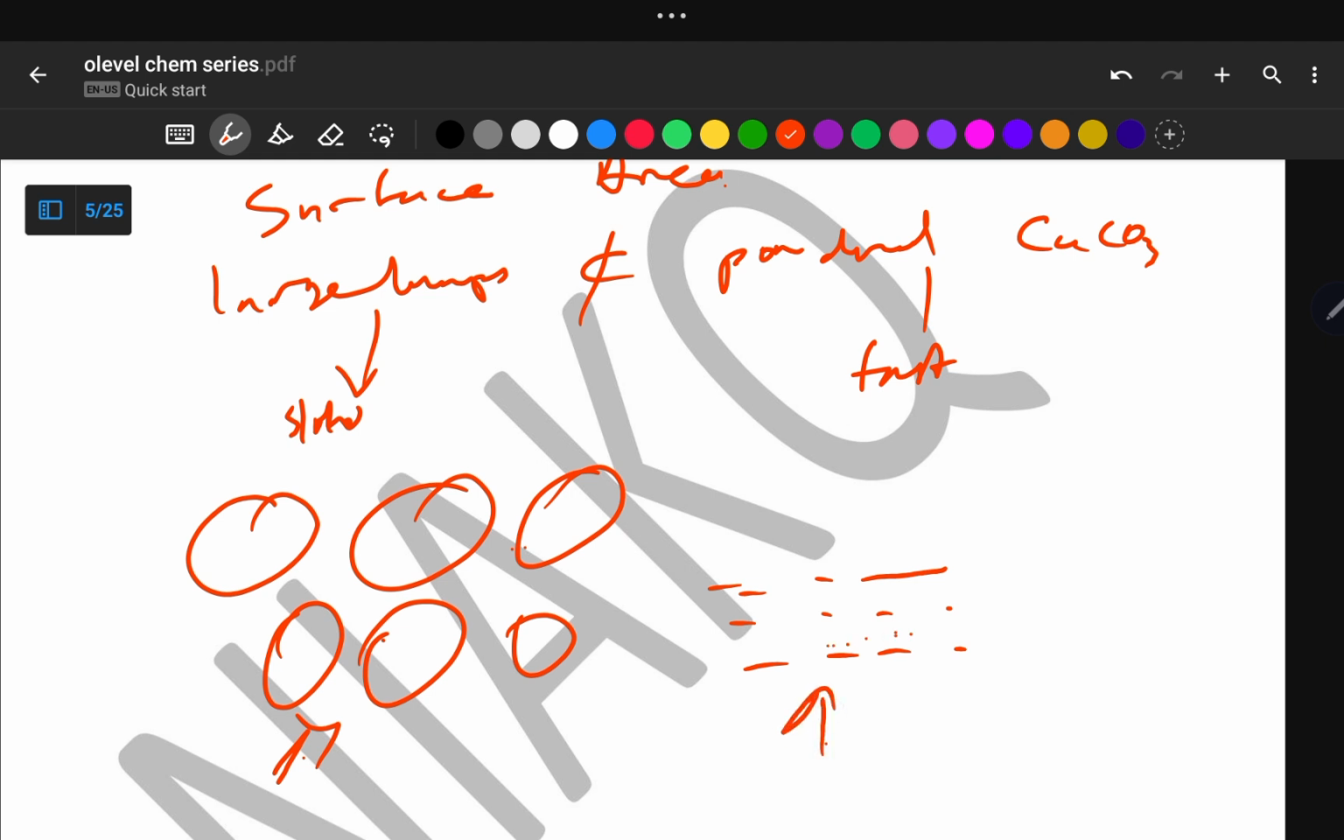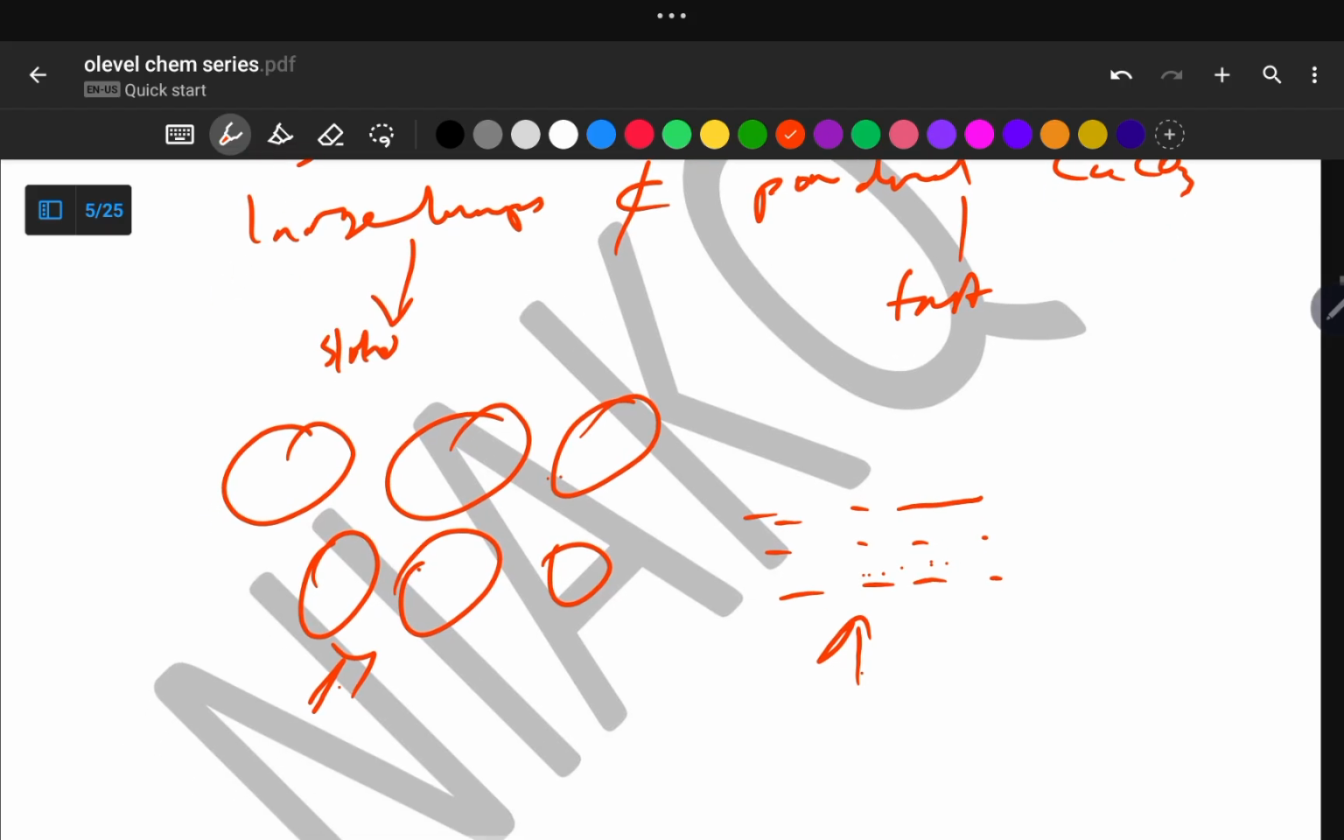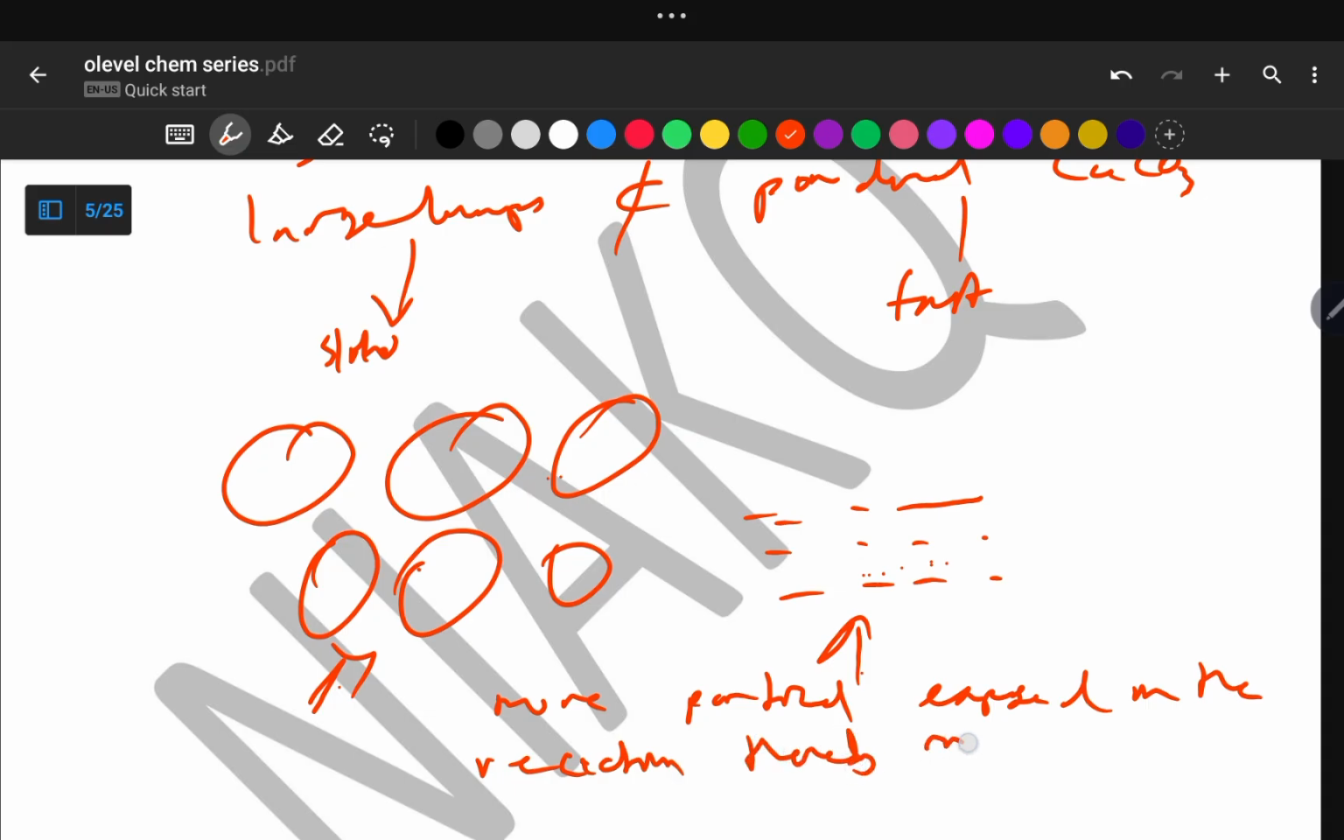Why? Because the calcium carbonate has been more exposed, right? So it will result in more frequent collisions, right? So you're having more particles exposed in the reaction, thereby more effective collisions, thus rate will increase.